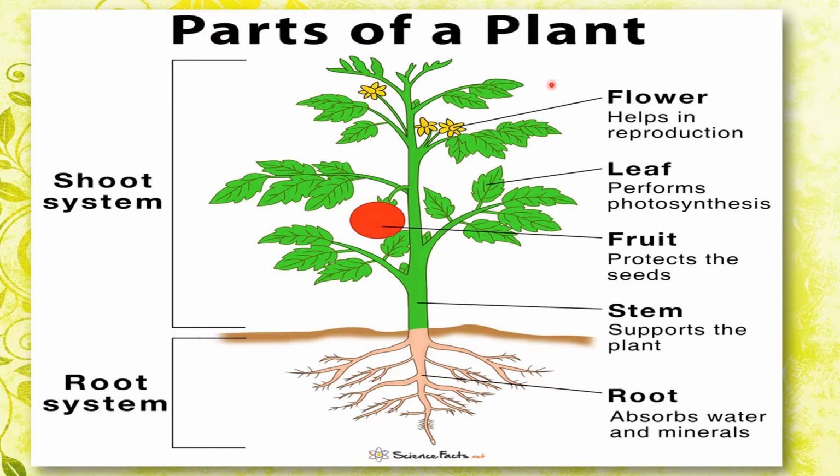Parts of plant. A plant body basically consists of shoot system and the root system. The shoot is that part of the plant which is above the ground and it consists of stem which supports the plant, fruit that protects the seed, leaf that performs photosynthesis process and flower that helps in reproduction. And the root system of a plant is usually present below the ground and it consists of a cluster of roots and it absorbs water and minerals.